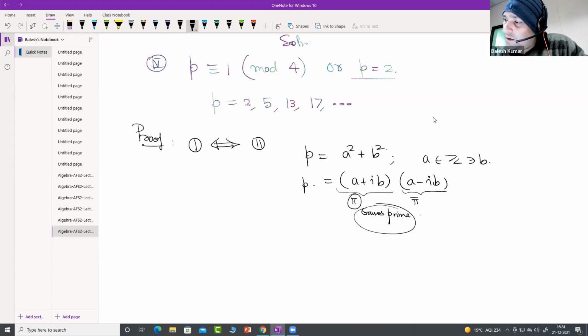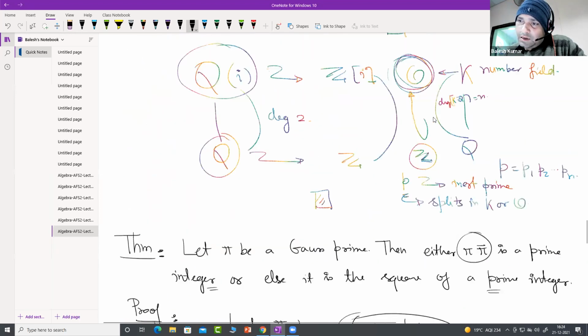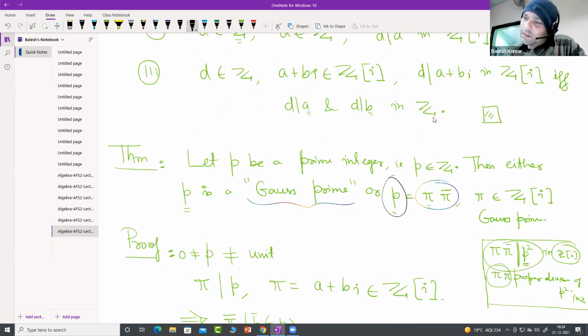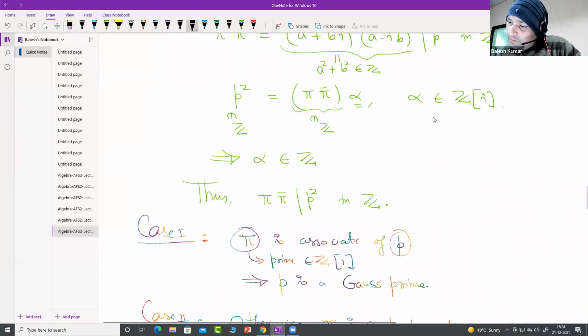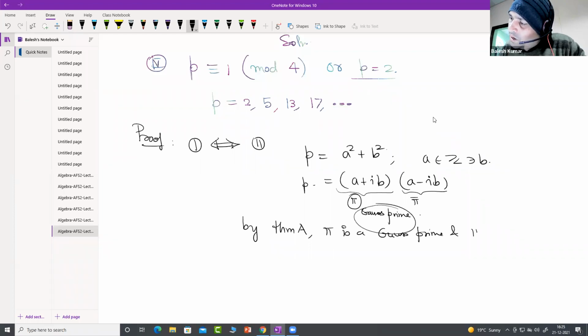Can anyone of you tell why pi is a Gauss prime? We have proven certain theorems before this result. In fact, if you see the very first theorem, that if you take an ordinary prime integer, either it stays as a prime, or if it doesn't stay as a prime, then it will be of the form pi pi bar, where pi will be a Gauss prime. So if I call this theorem A, then one can say that since p is an ordinary integer which is written as pi pi bar, by theorem A, pi is a Gauss prime. And hence, 2 implies 1. So 1 implies 2 and 2 implies 1 is immediate.